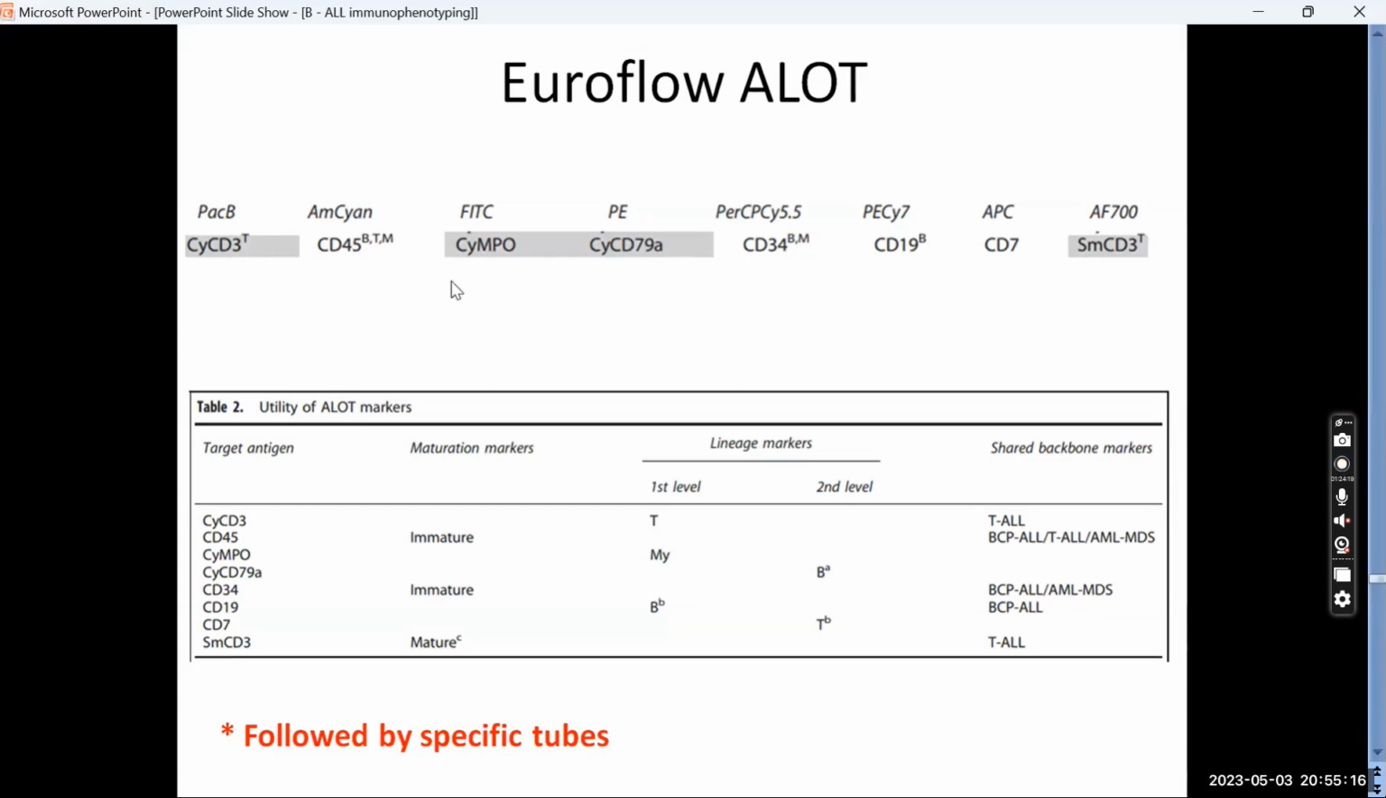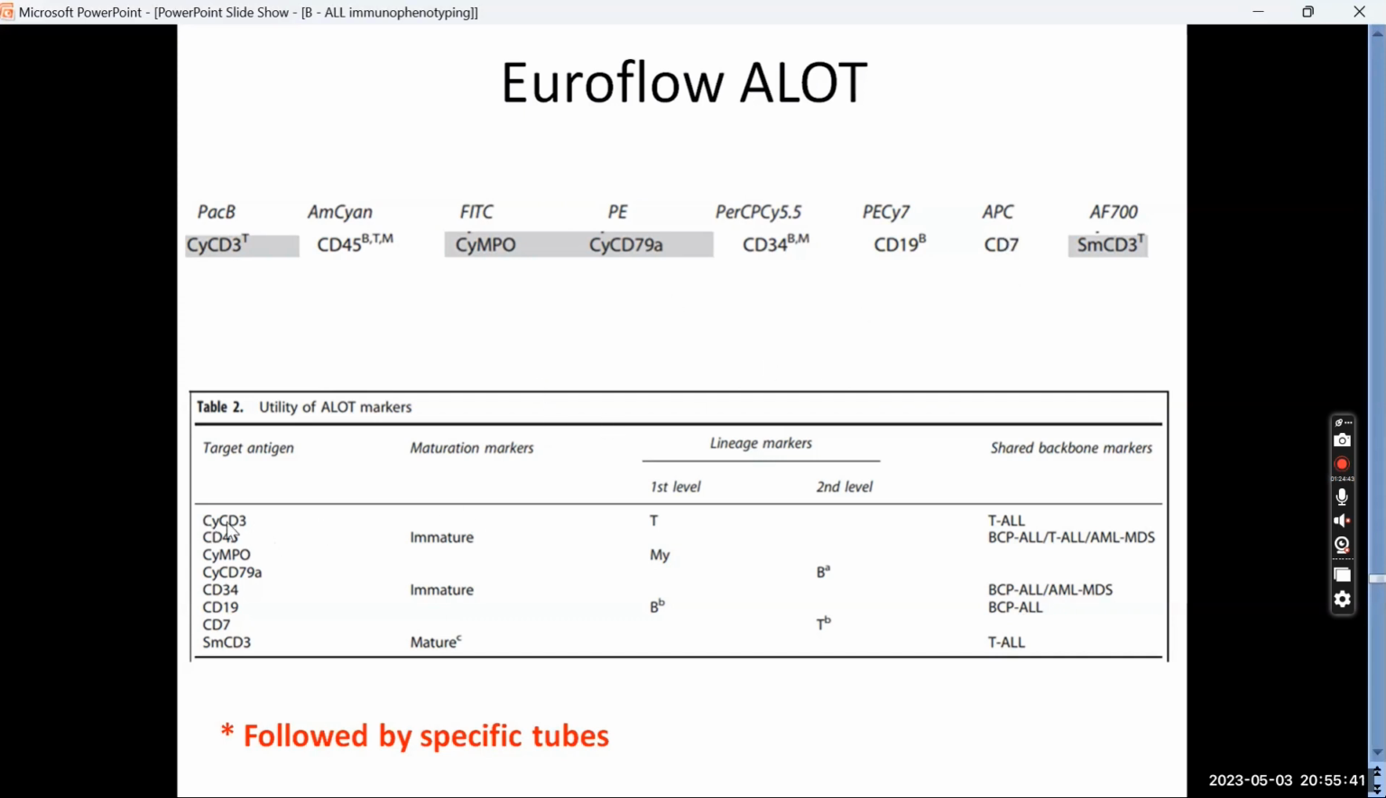Okay, you have CD45, which is the backbone marker. You have cytoplasmic CD79A for B cells. And you have CD19 for B cells. So these two, if it comes positive, then it's more likely a B-ALL. When this comes positive, it's more likely an AML. If this comes positive, it's more likely a T-ALL. Similarly, you have one more marker, CD7, which supports the diagnosis of T-ALL, or AML when it is aberrantly expressed. AMLs can show aberrant CD7.